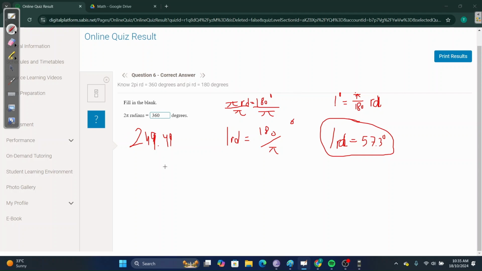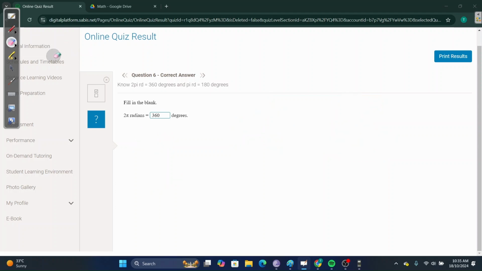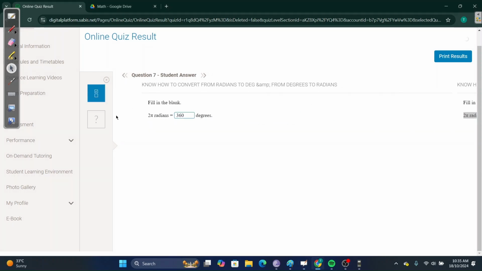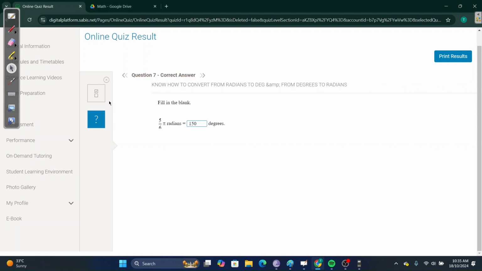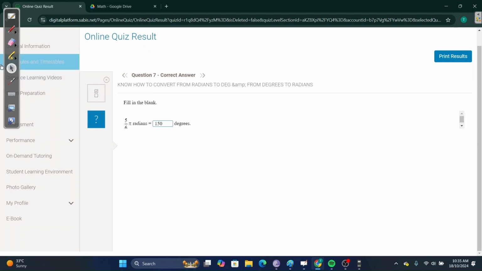But if you multiply 57.3 by whatever, and it gives you 250.6, just round it up. You get the point. So that's how you memorize that. And by the way, there are going to be a lot more questions in this quiz about radians and degrees, so we'll practice. Now, 5 over 6 pi radians is equal to what degrees?